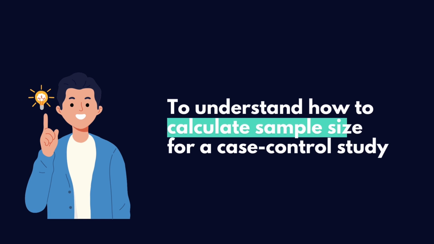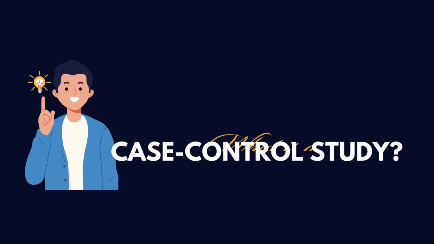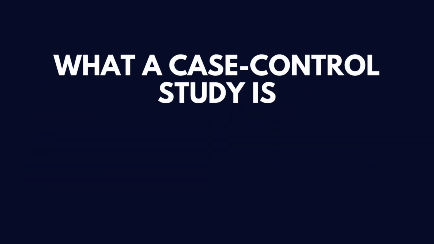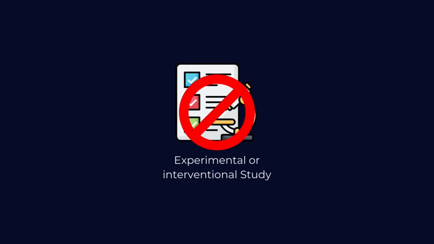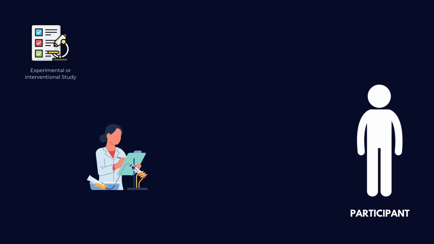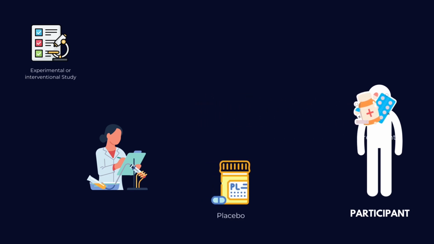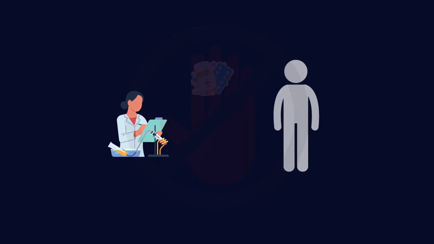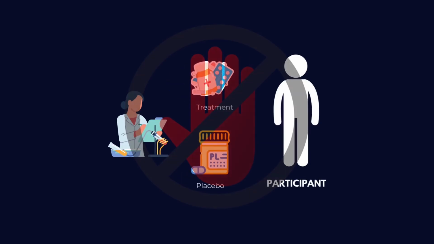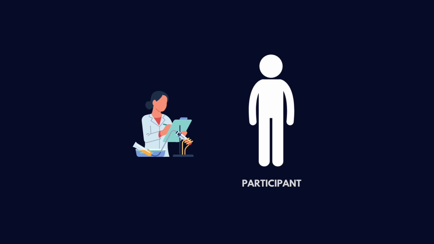To understand how to calculate sample size for a case control study, it's crucial to first understand what a case control study is. Firstly, let's clarify what a case control study is not. It's not an experimental study because, in an experimental or interventional study, the researcher assigns participants to receive either a treatment or a placebo. A case control study is an observational study, also known as a non-interventional study, because we do not assign participants to any exposure group. We observe them as they are.